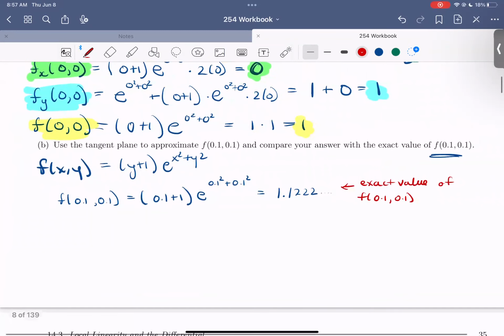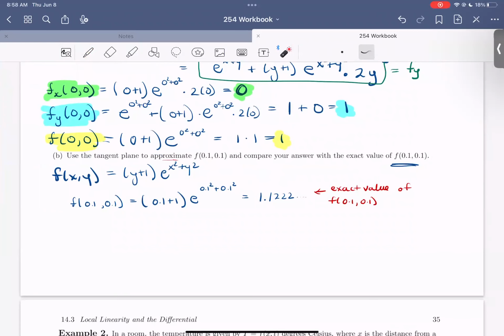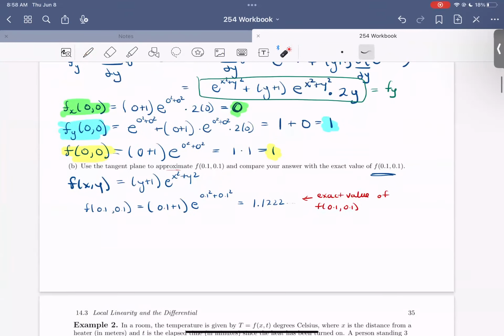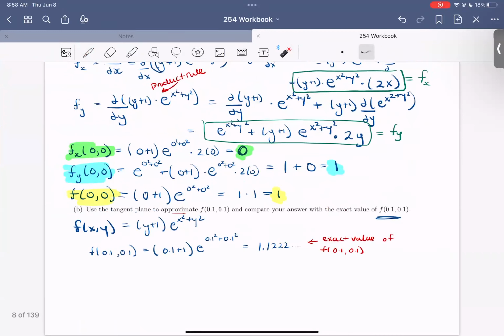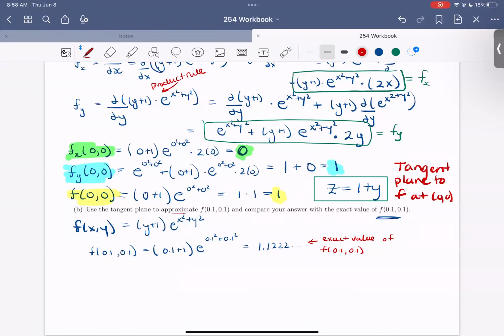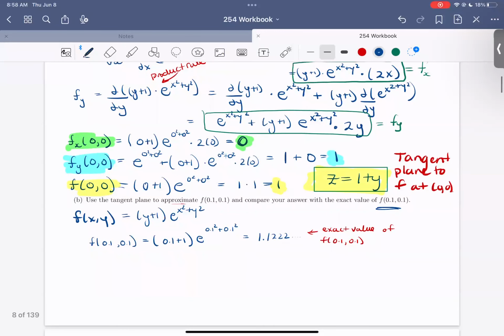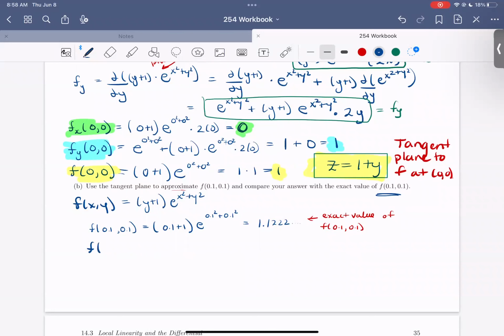Okay, so now let's consider how to approximate that value using the tangent plane. So what that means is rather than use this function itself, what we can do is use that tangent plane that we found in part A. So here I've rewritten it for our convenience because I cleaned it up before. So that tangent plane was z, the output, is equal to 1 plus y. So for the approximation, we can use that tangent plane instead to approximate that value. So f of 0.1, 0.1 is going to be about equal to the value of 1 plus y, which is our tangent plane, evaluated at the point 0.1, 0.1.